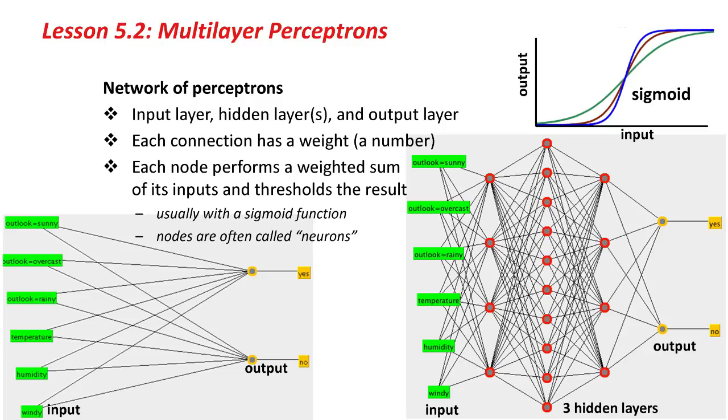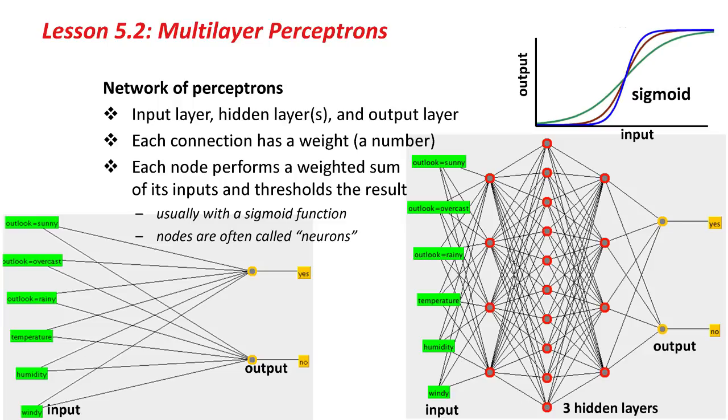And these two nodes are the output nodes. The yellow ones are the output nodes for output is play and don't play, respectively. And those two yellow nodes, each of those performs a weighted sum, and each of the connections has a weight. If we look at the more complicated picture to the right, then we've got some red nodes here. These are three hidden layers with different numbers of nodes in each of these three hidden layers.